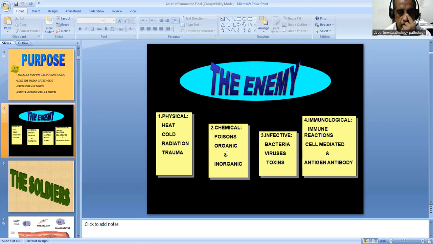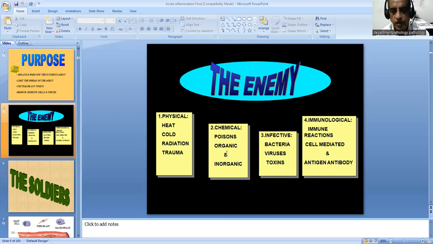And as we can see, physical agents can be heat, cold, radiation, trauma. Radiation burns are very severe, very difficult to treat. Extreme heat, extreme cold, they can all produce inflammation. Similarly, chemicals, all organic and inorganic substances, can produce an inflammatory response if they are applied to the skin or if they are consumed. So they act as poisons, and some poisons are also known to produce the inflammatory response, be it inside the GIT or on the skin by local application.